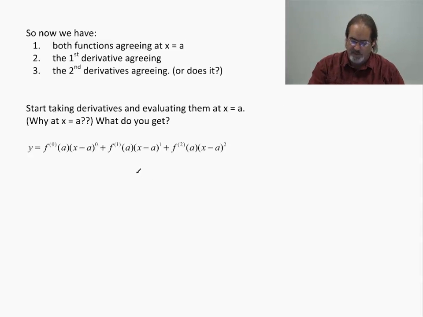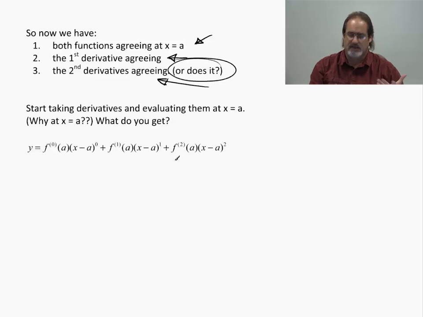Okay, so now what do I have? We have both functions agreeing at x equals a. The first derivatives agree, and we're saying the second derivatives agree. But you can see here I have this little note: does the second derivative really agree? Well, let's start taking derivatives, because here's my approximation. Let's start taking derivatives and see what happens.